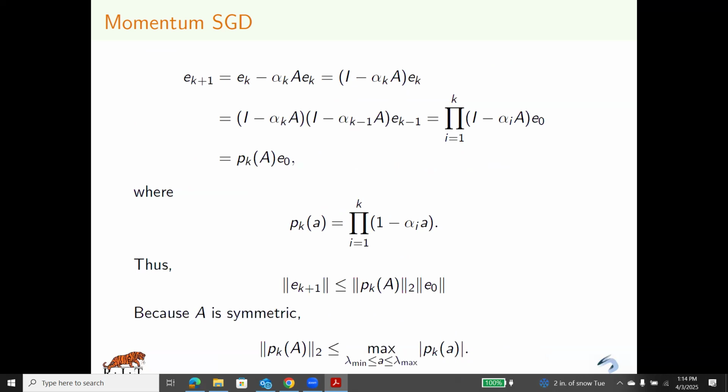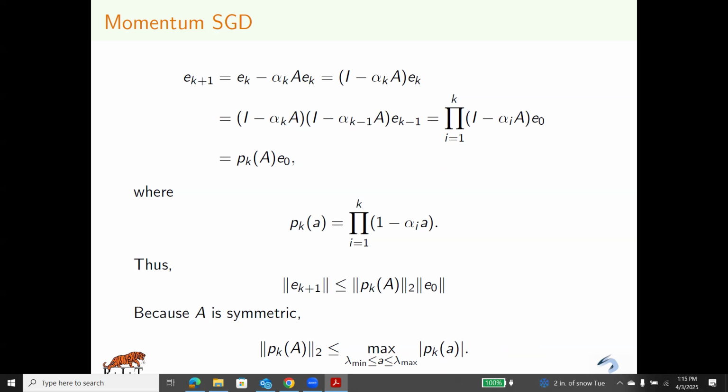And I will denote this product as a polynomial of power k of our matrix A. And if we use the polynomial of just a number, a lowercase a, then this polynomial will look like this. Then if we use the so-called spectral norm, the largest eigenvalue of the matrix, we can get this estimation of the error on the step k plus 1 through the matrix norm of the polynomial of our matrix A times the length of our original error.